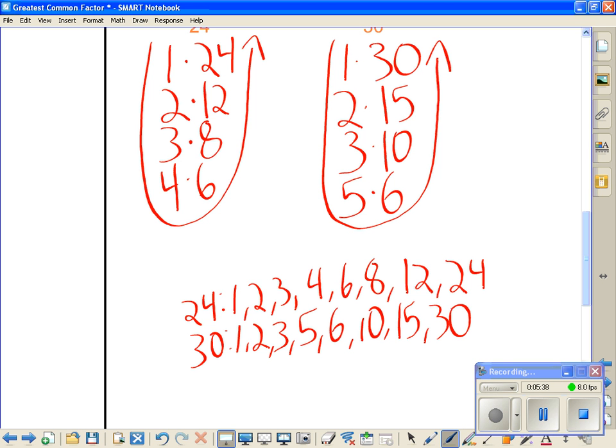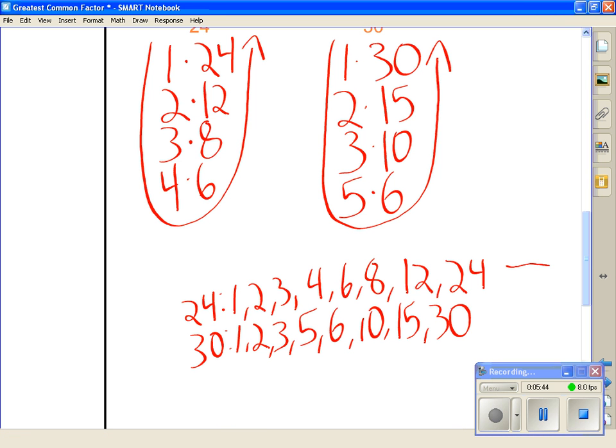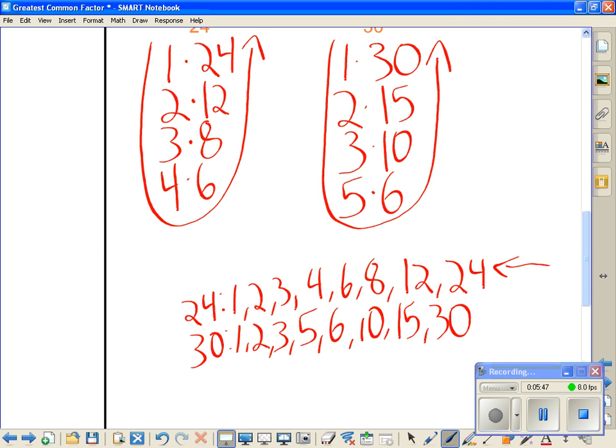Okay. Now that I have all my factors listed out, I can start by looking at the highest numbers, because I want to find the greatest factor that both of them have in common. Okay? So do both of them have 30 or 24 in common? No. They don't both have 30 or 24. How about 15 and 12? No. 10 and 8? No.